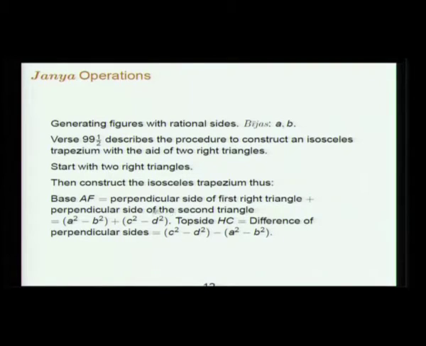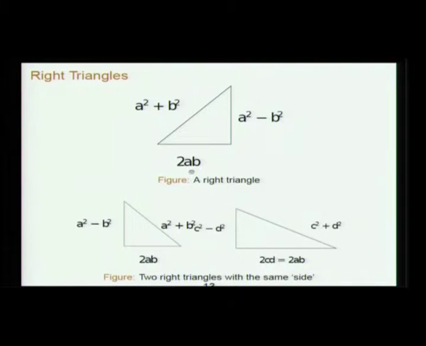So this is the perpendicular side of the first triangle plus the perpendicular side of the second triangle. So this is taken to be the perpendicular side: first triangle is A squared minus B squared is the perpendicular side, and the second triangle is C squared minus D squared, and the top side is the difference of the perpendicular sides. So he is starting actually with these right triangles, A squared minus B squared is the upright, 2AB is the side, and A squared plus B squared is the diagonal. Clearly, I have already mentioned that this square is equal to this square plus this square, right.